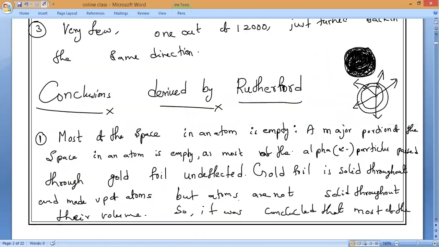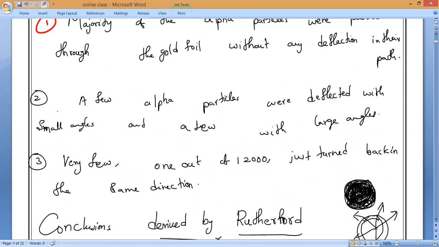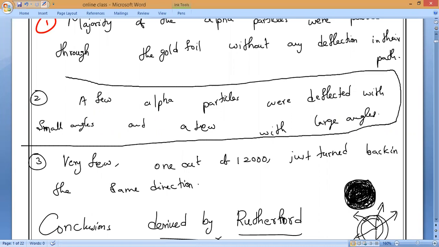Next, the second observation. What is the second observation by him? All of you read. What is the second observation? You should tell me. Danishkar, read the second observation. A few alpha particles were deflected with small angles and a very few with large angles.